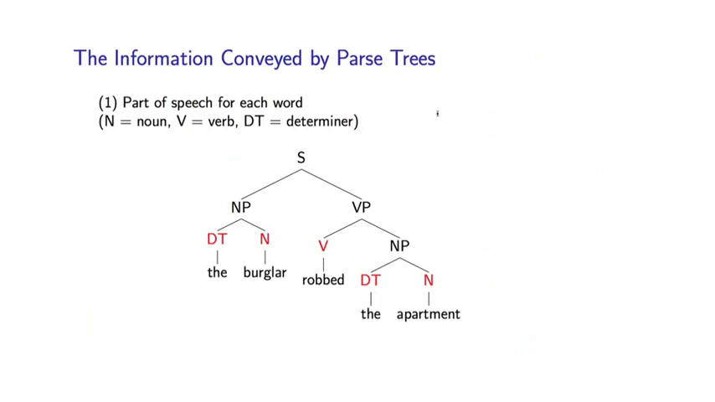So let's now give a sketch of the information that is represented by these parse tree structures. Again, focusing on a very simple example, the sentence, the burglar robbed the apartment. And we'll go through a number of levels of representation in these structures.